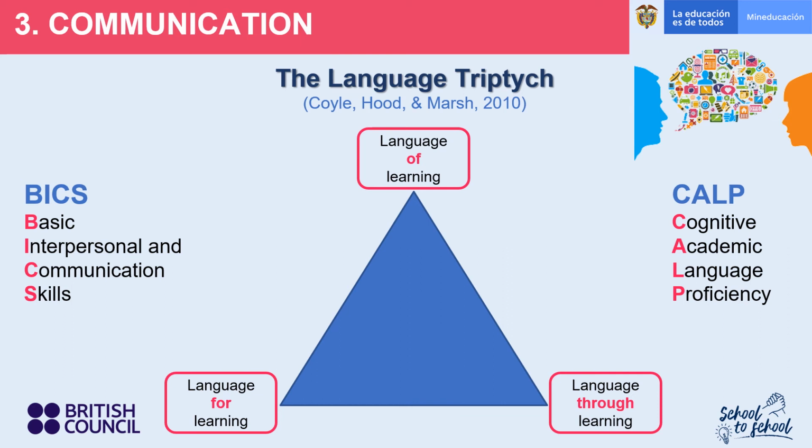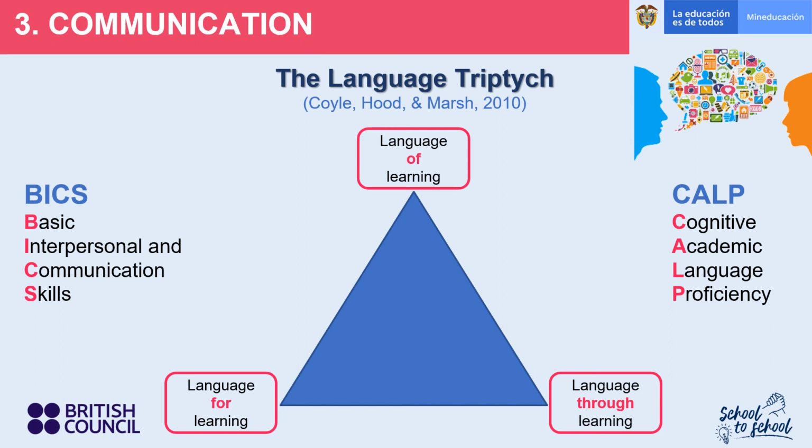When thinking about communication in CLIL, we also need to consider the distinction between BICS and CALP. BICS stand for Basic Interpersonal and Communication Skills, and CALP is Cognitive Academic Language Proficiency. These two concepts were put forward by Cummins in the 1980s.